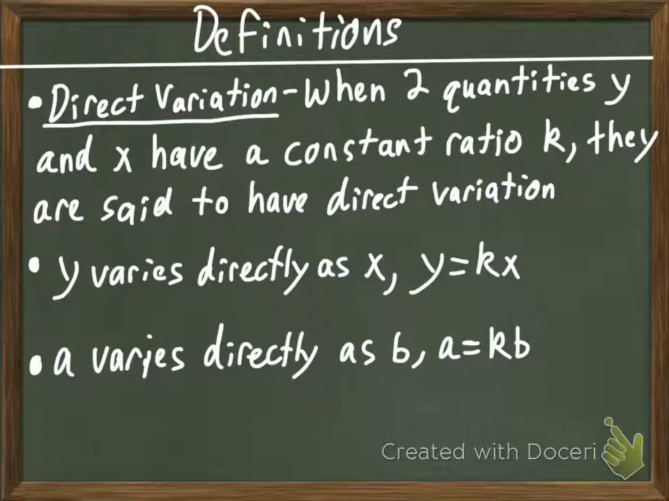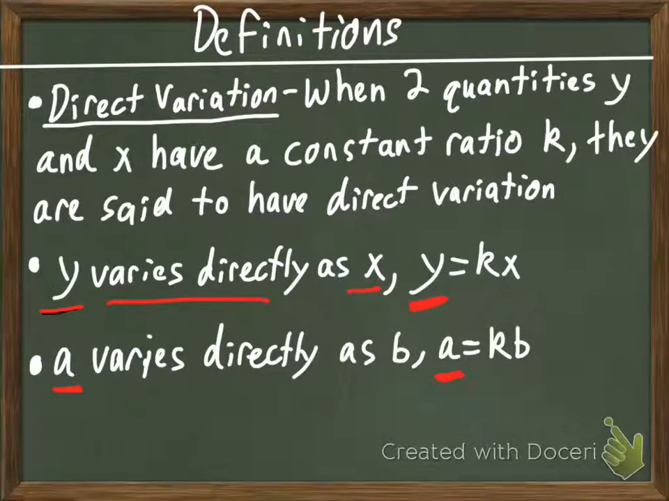What I was hoping you saw is that if you look at the wording for the first one, this y varies directly as x, you see that y is the first thing mentioned, and y is on the left side of the equal sign. Same thing happens over here. A is mentioned first, and a is all alone on the left of the equal sign. And that's kind of how you know.